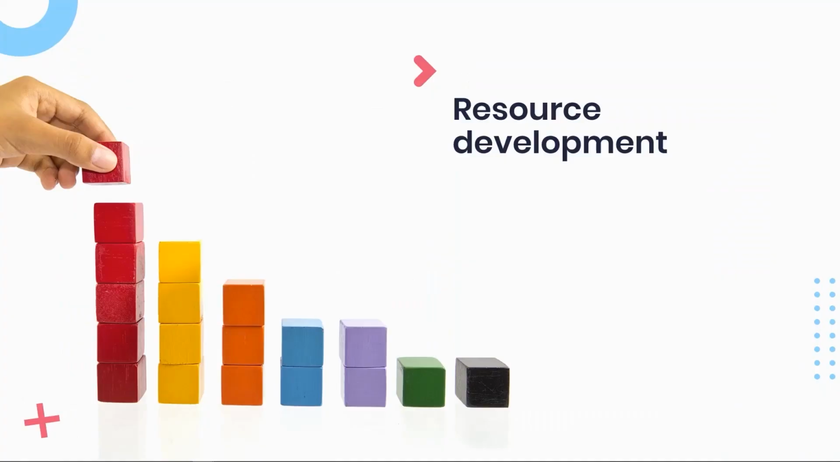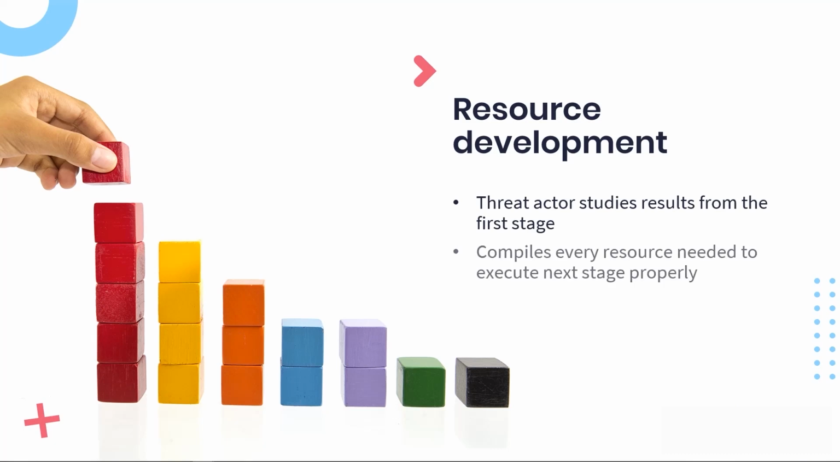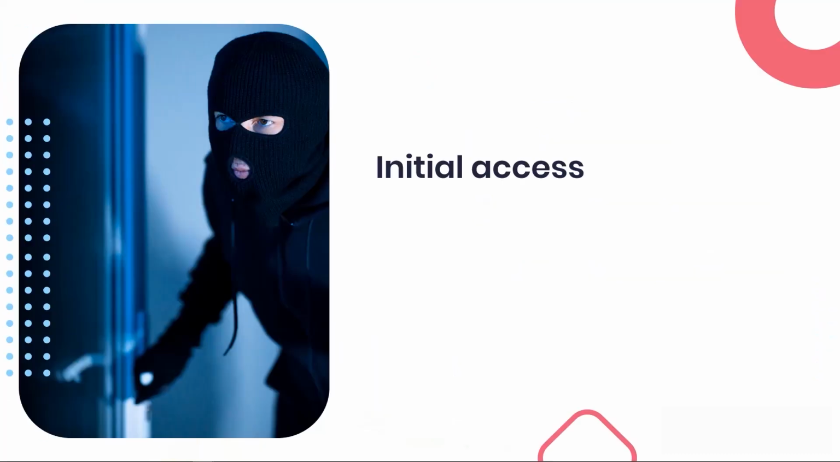In the resource development stage, the threat actor will study the results from the first stage and then compile every resource needed to carry out the next step. This involves gathering all the documentation on the software running on the target system. The initial access stage involves the threat actor trying to gain a foothold into the target system.